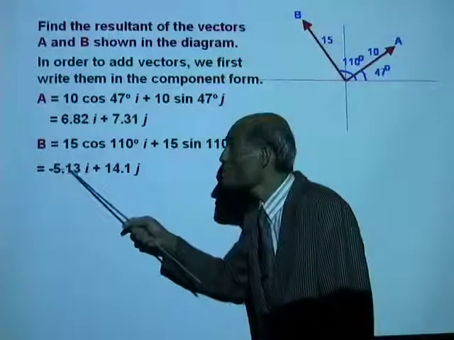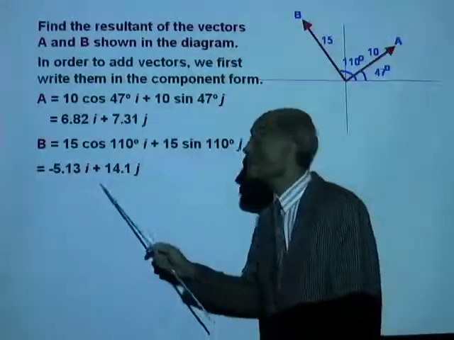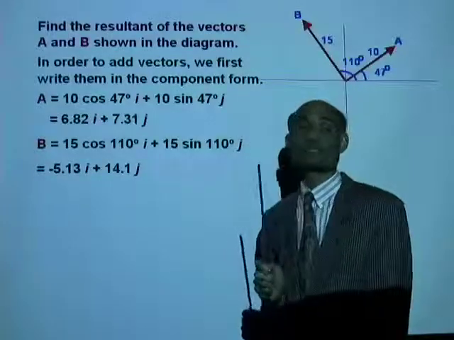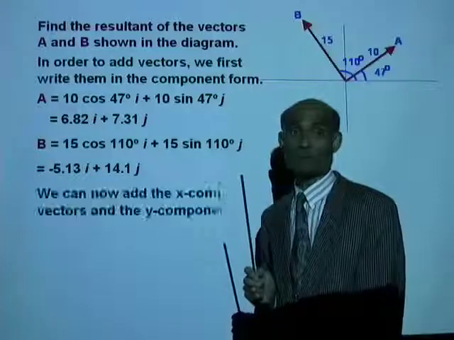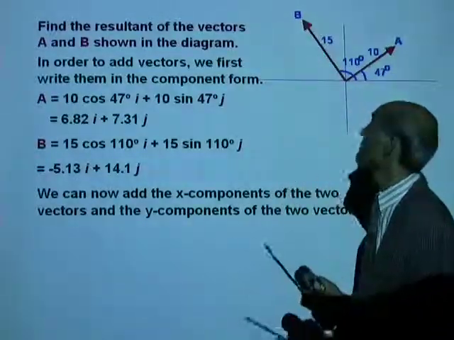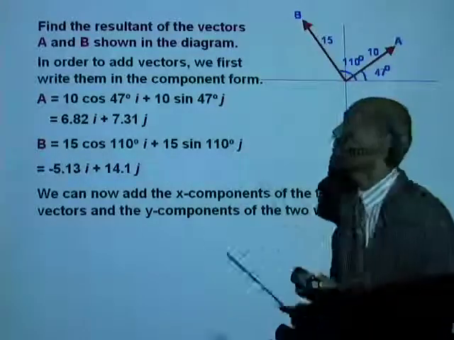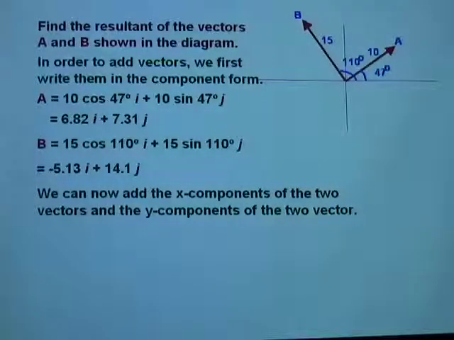That will be negative 5.13i plus 14.1j. We can now add these vectors. Let me draw these vectors for you over here. If you see our first vector, vector A, has the x component 6.82i and the y component is 7.31j. And vector B has its x component, what is it?